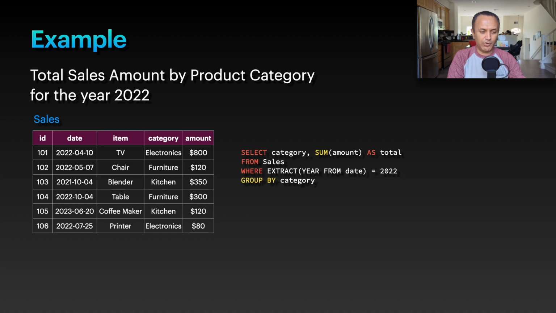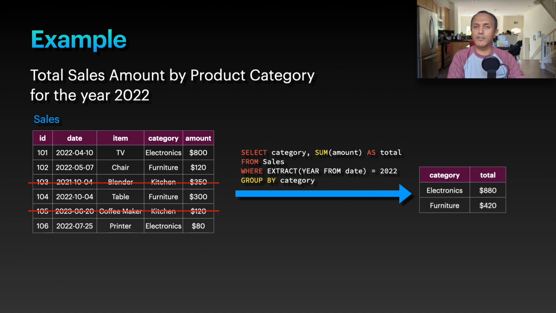So the two rows here that have 2023 and 2021 will not be considered, and then the rest of the rows will be aggregated as we did before, and we'll get a result that looks like this.